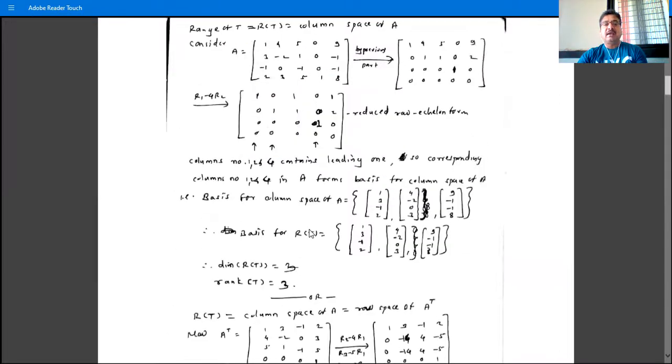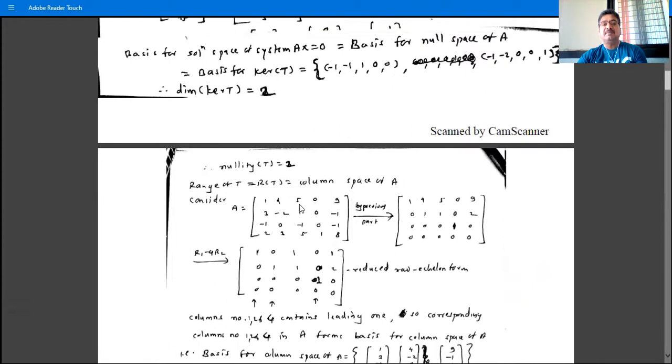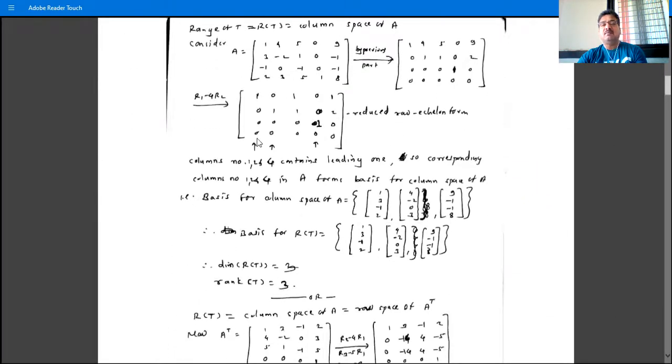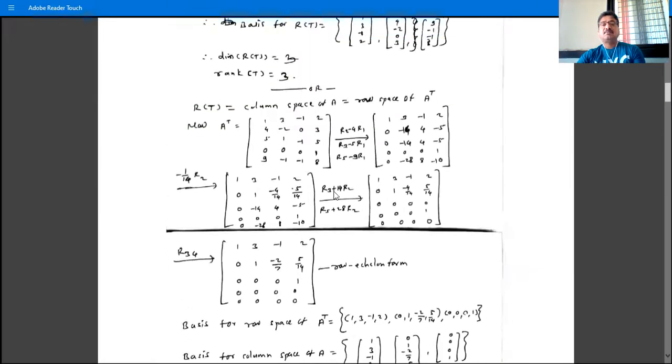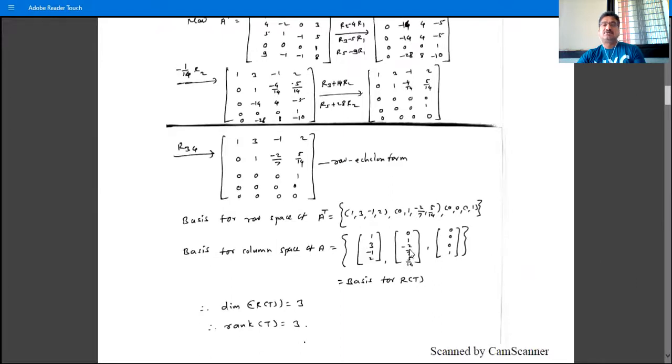So we can find the rank of T by using either this procedure, that is, reduce the matrix A to echelon form, then note the columns that contain leading ones, and the corresponding columns in A form the basis for the column space of A. Or write A transpose, and then find the basis for the row space of A transpose, and it is a basis for the column space of A. Okay, and that is the basis for the kernel of T.